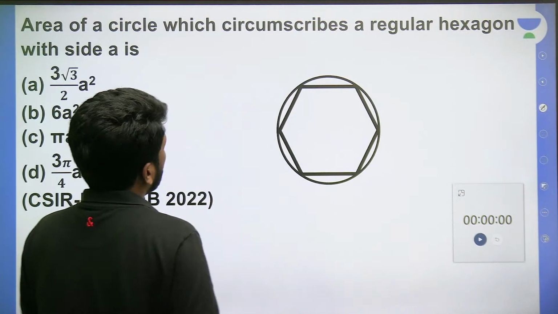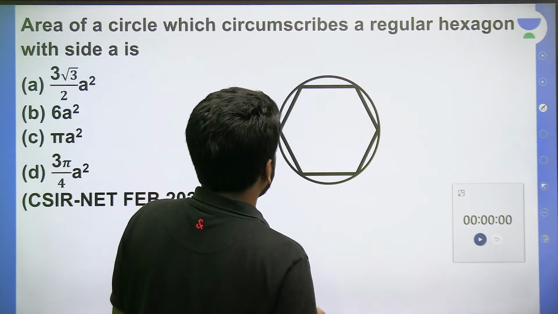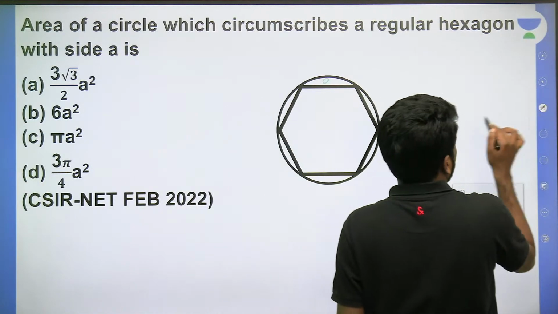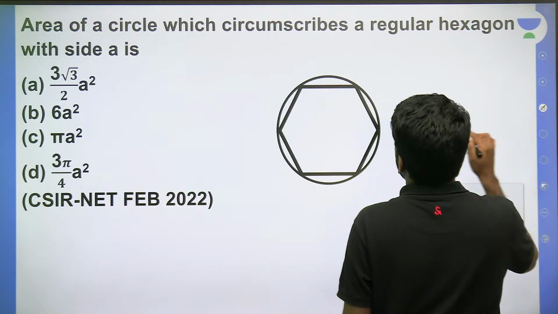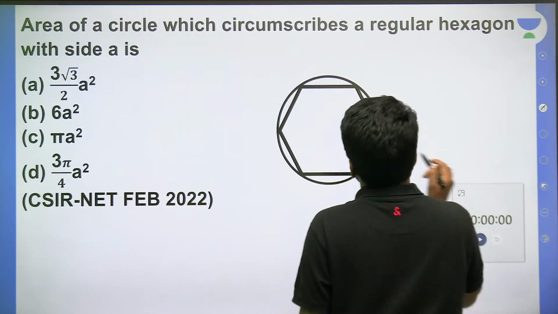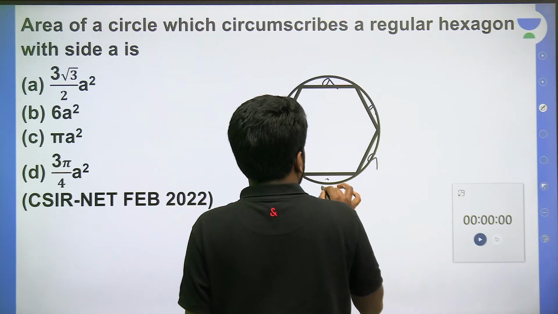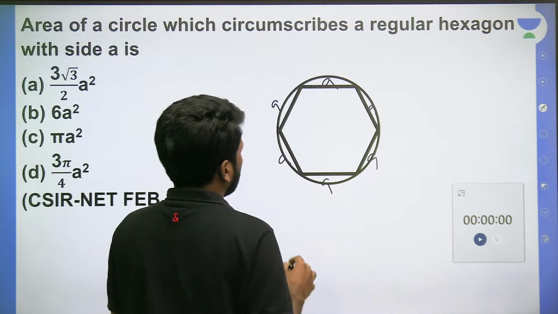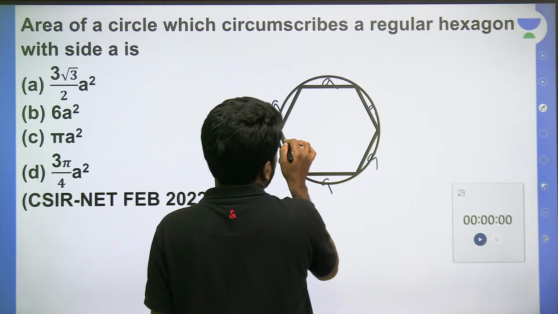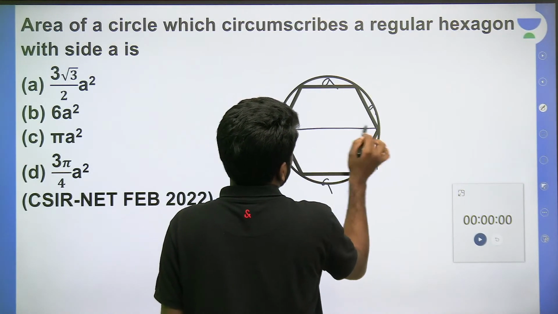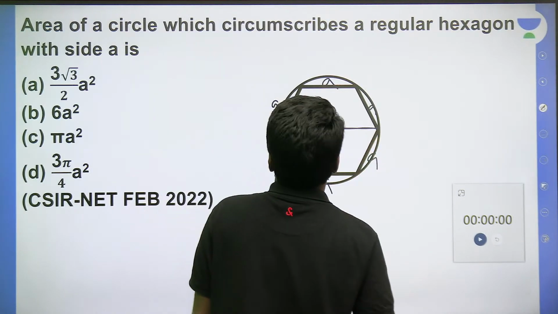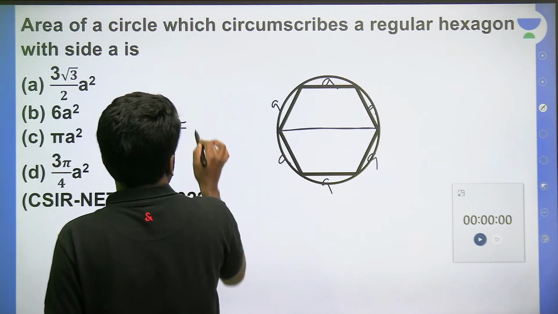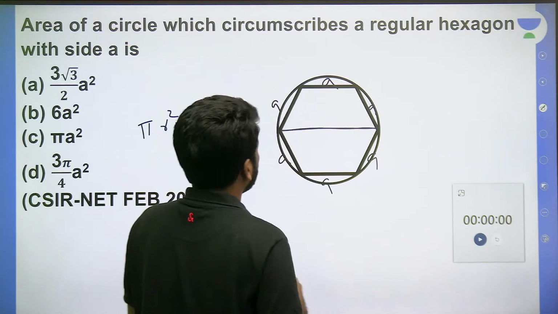Okay, now area of the circle which circumscribes the regular hexagon with side A. The side length of the hexagon is A. It is a regular hexagon, so all the side lengths will be A itself. So to find the area of the circle you need the radius or diameter. If you find the radius or diameter, you can find pi r squared, which is the area. So finding the radius or diameter is the important thing here.